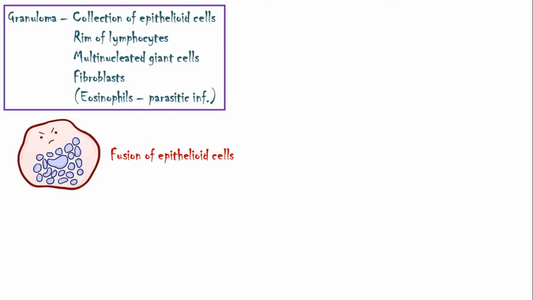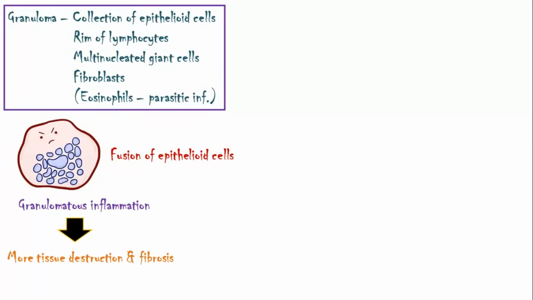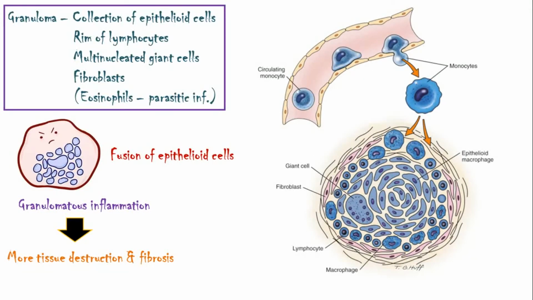There are many different types of giant cells. I will discuss them later in this video. Granulomatous inflammation causes more tissue destruction than usual chronic inflammation due to the high microbial killing ability of the epithelioid cells. Here is a diagram which shows the arrangement of a granuloma and the migration of monocytes. The major cell type in a granuloma is the epithelioid cell.